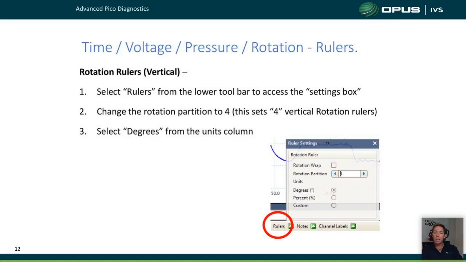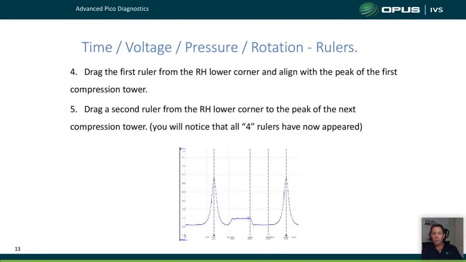And again, this is how we select the 4 strokes. We select the partitions. We want 4 of them. Make sure it's in degrees. And we always find that down the bottom of our toolbar. Next, drag the first ruler from the right-hand corner, which is what we did. We dragged it across. Drag the second ruler over to the end. And since we've got 4 partitions, it'll divide it up evenly.